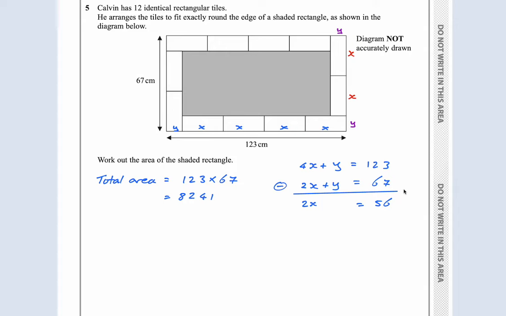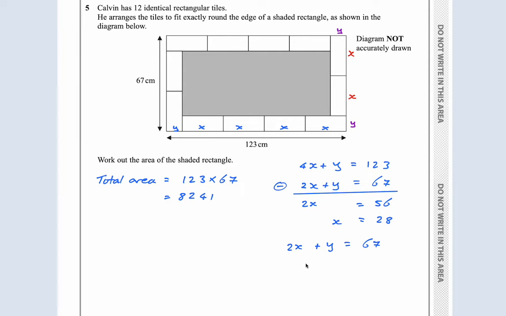Yes. So that means x is 28. I divide by 2. Now once I have x, I can get y. 2x plus y equals 67. That's this equation here.